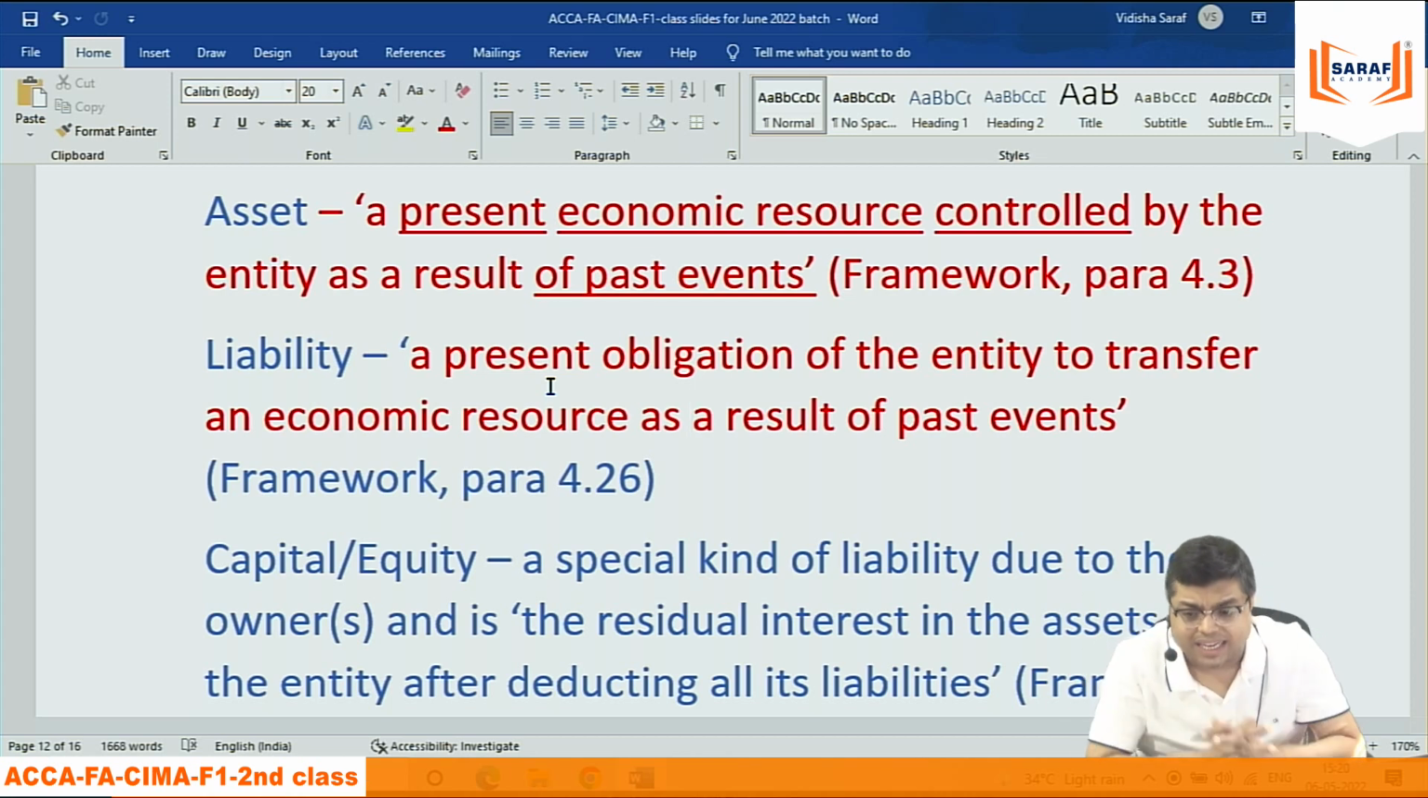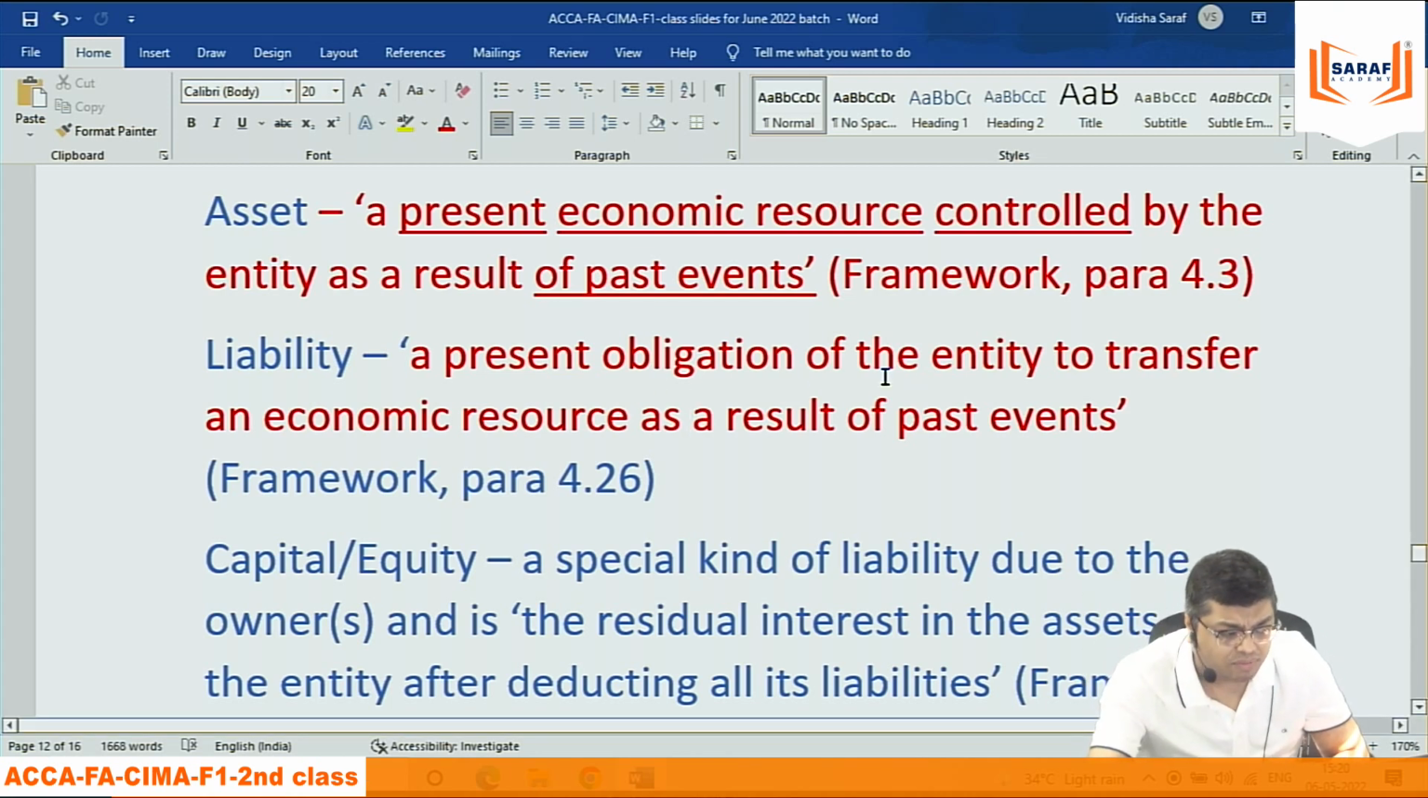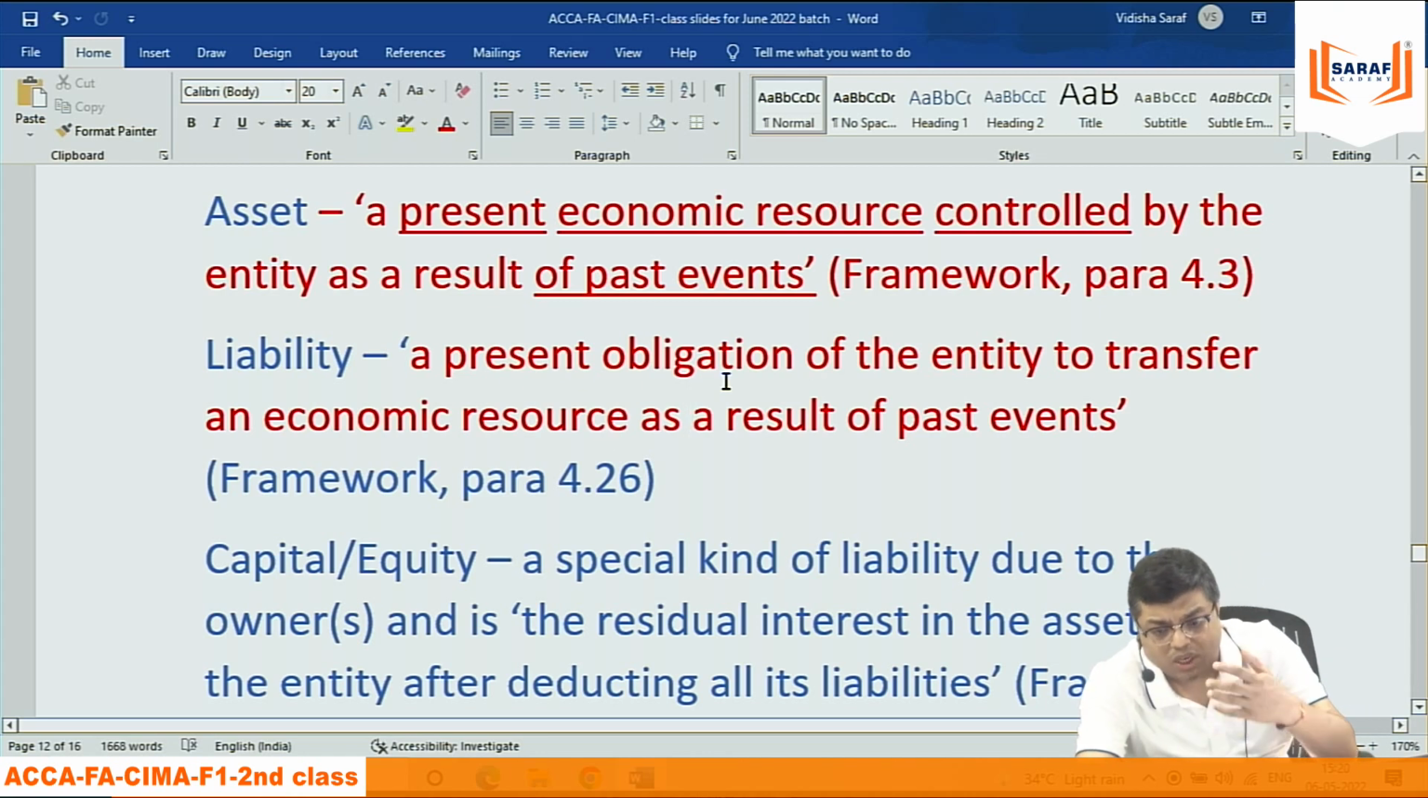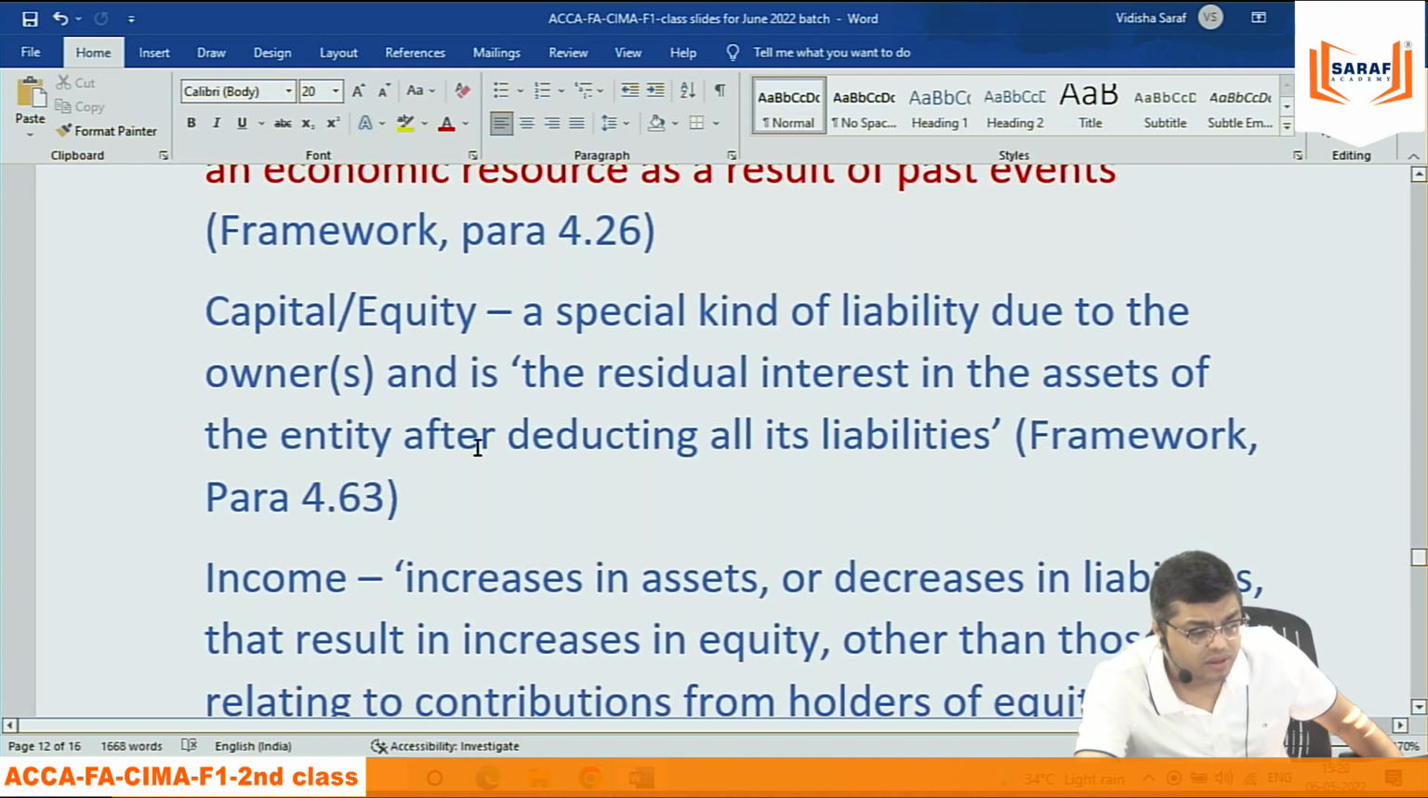I am giving another asset. A present obligation of the entity to transfer an economic resource. For a present obligation, you need to give your economic assets, then only your liability will be settled. That is called a liability.